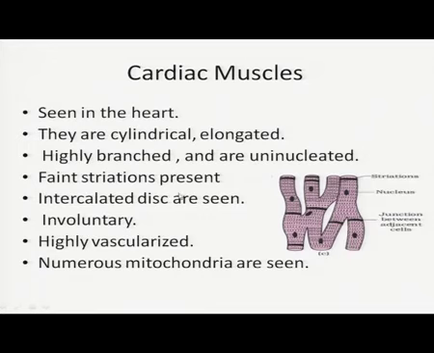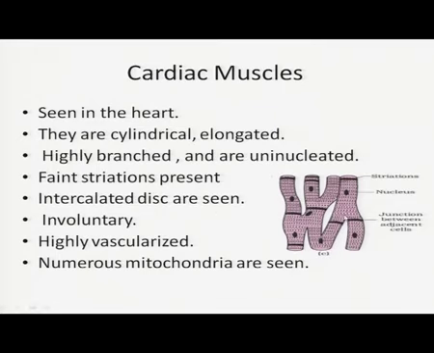Now, coming to the third type of muscle, that is cardiac muscles. They are seen in the heart tissue. They are cylindrical. You can see here the diagram. They are cylindrical, elongated, but they are highly branched ones, and they are uninucleated. Nuclei are seen here at the center. Striations are present, dark and light bands are present, but they are faint. They are not that much clear as that of striated muscles.